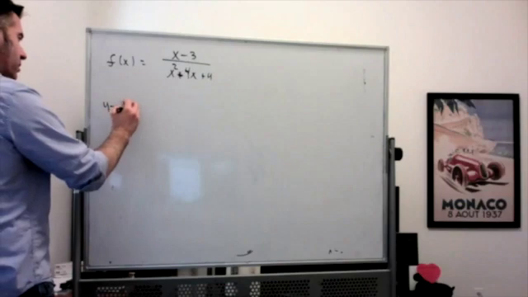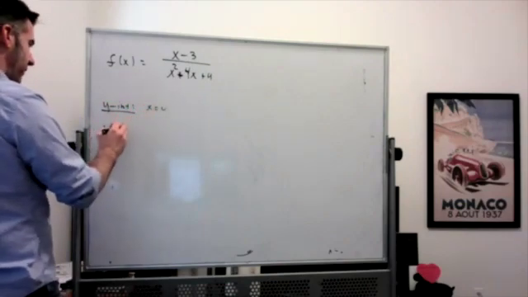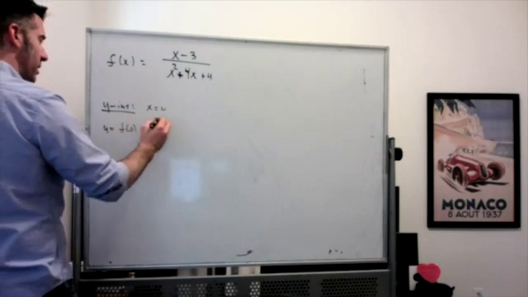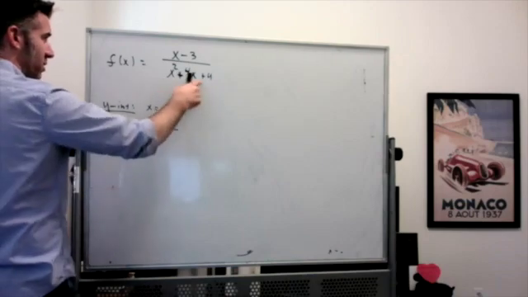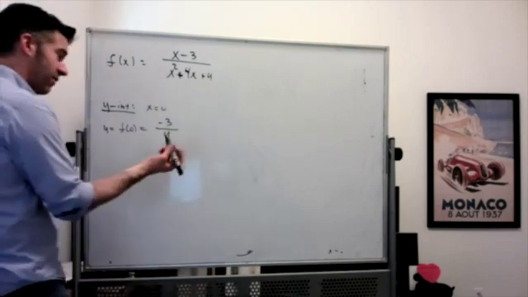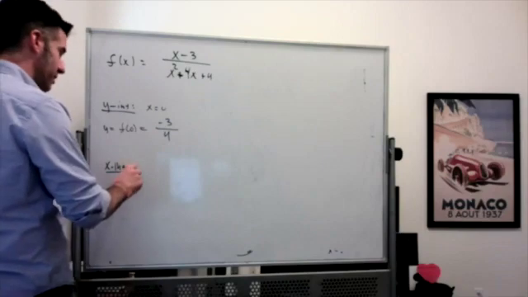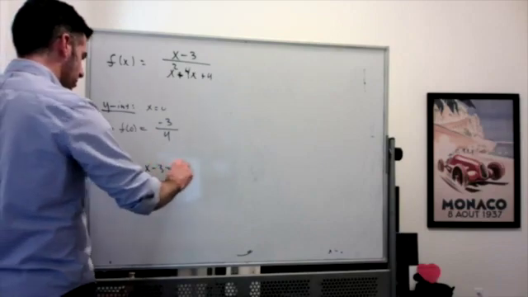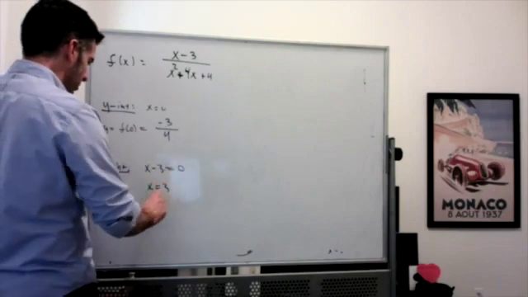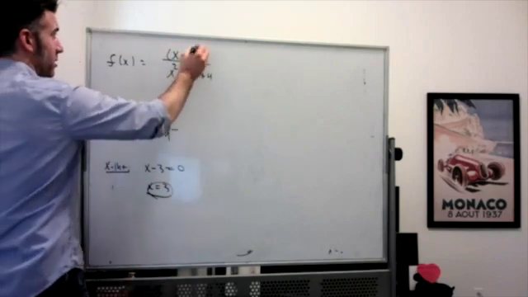Y-intercept. Set x equal to 0. Y is going to be f of 0, which is 0 minus 3 over 0 plus 4. Okay, don't write all the zeros. So you get negative 3/4. X-intercept. Set the top equal to 0. X is going to be 3, with a multiplicity of 1, because it is x minus 3 to the first.